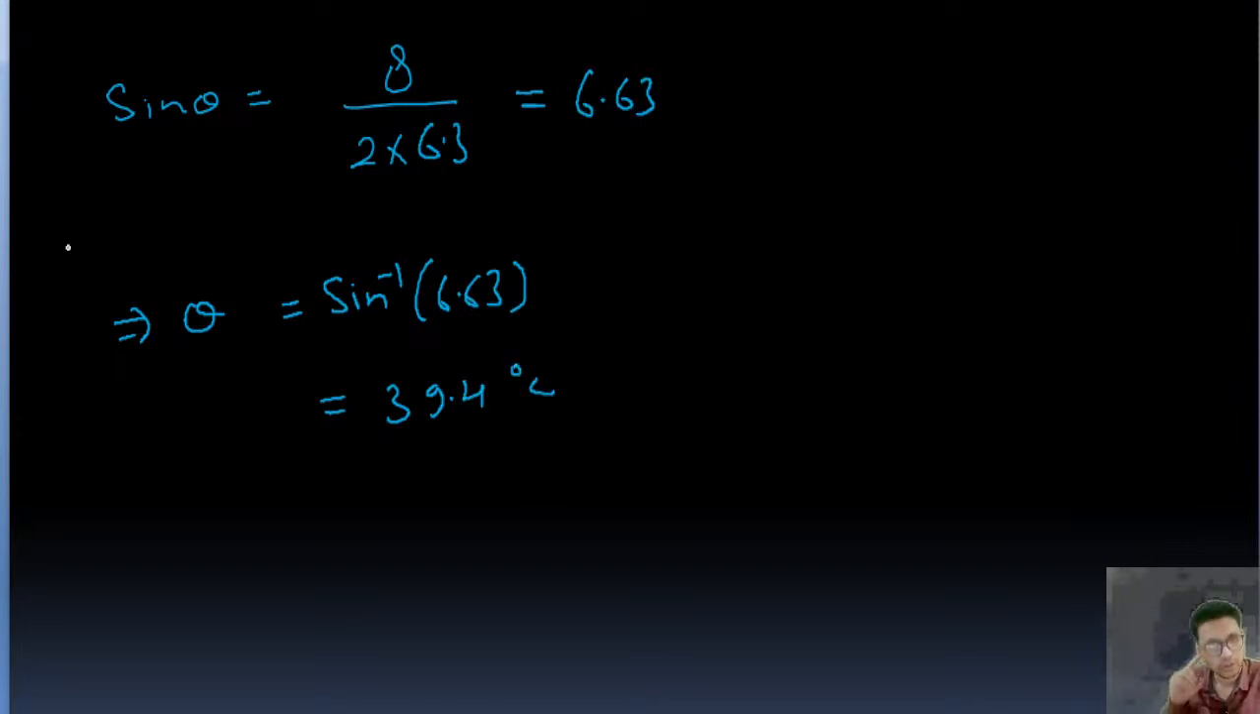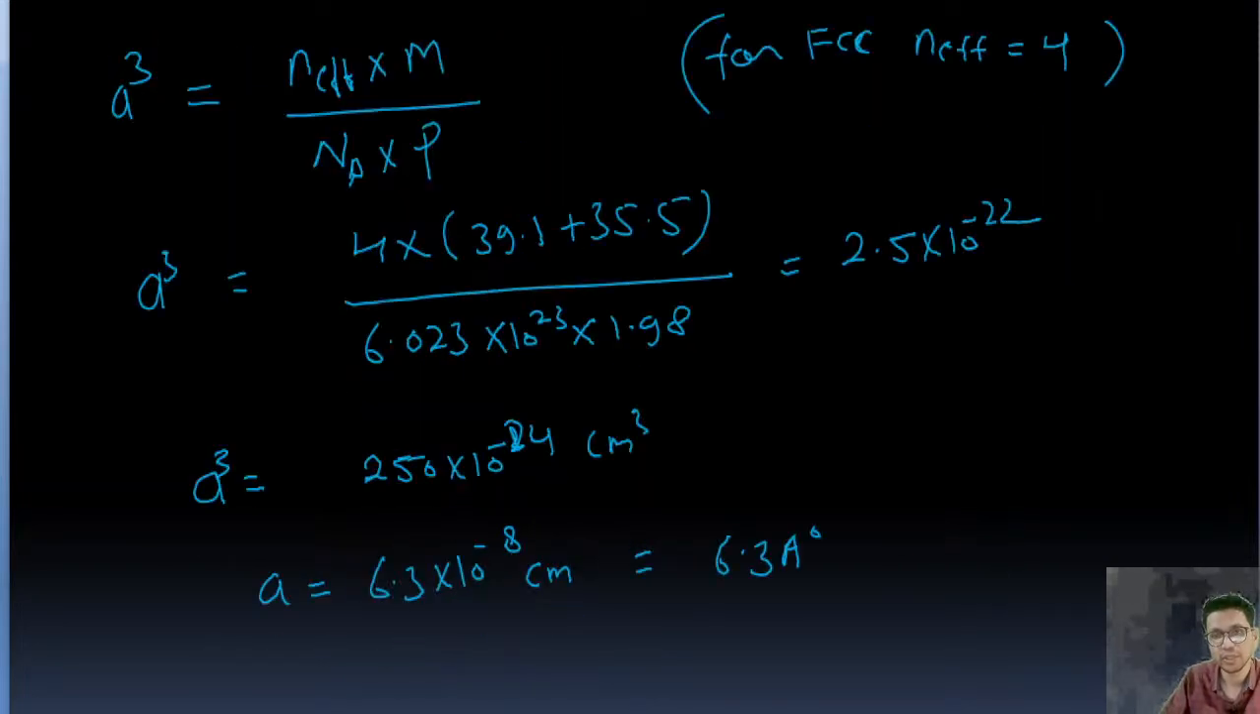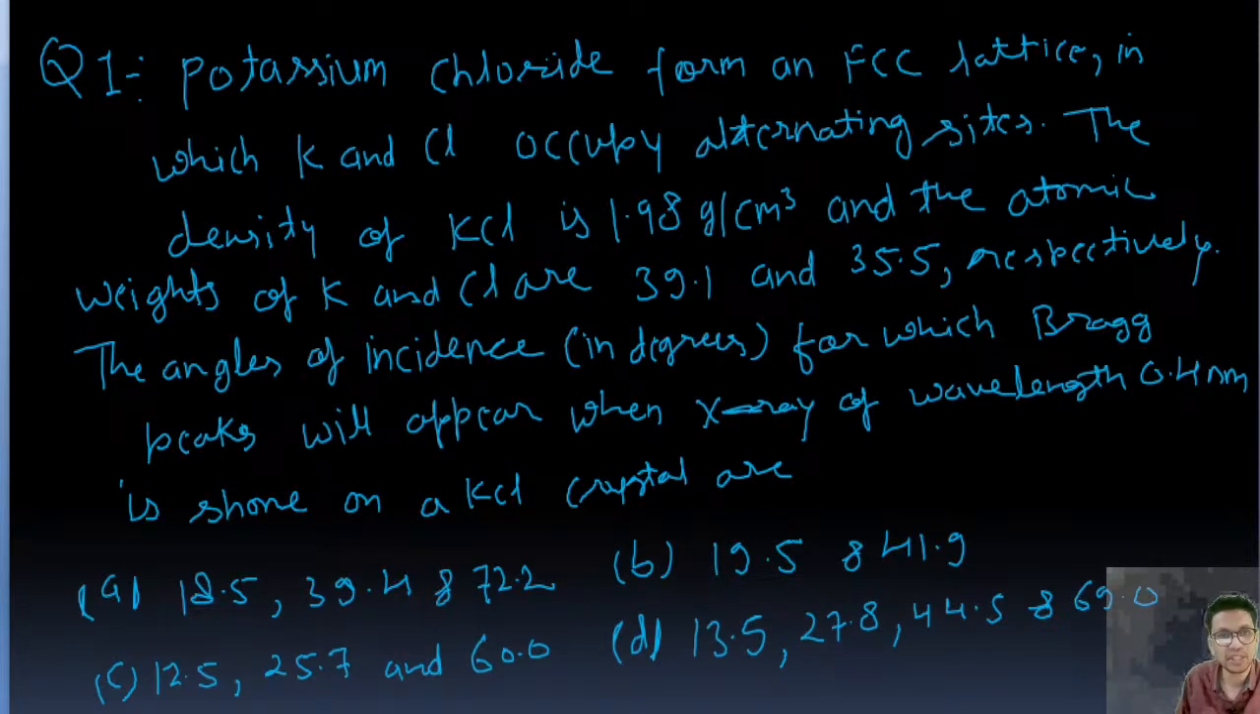And this value is going to be 39.4 degree, right? So we can check the options, which option is matching, right? So here you can see option A is matching, guys, because there is 39.4. In other options you cannot see 39.4. So this is the correct option.